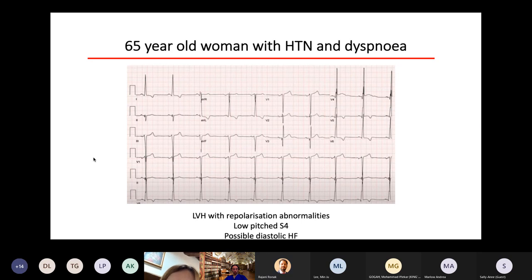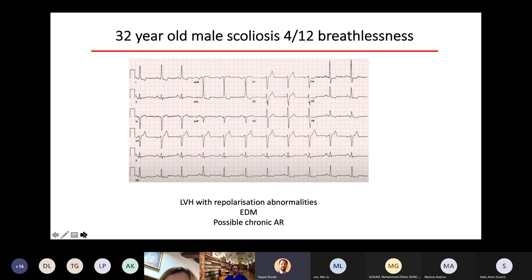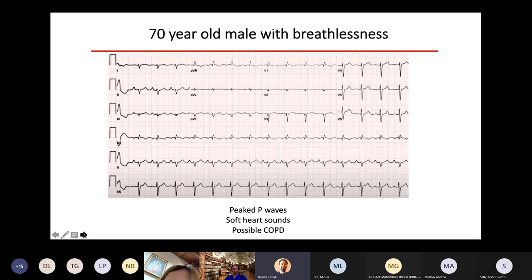Okay. Now, for our third ECG, we have a 32-year-old male with scoliosis, so a spinal deformity. So you would wonder about whether or not there's a collagen or genetic abnormality, and a four-month history of breathlessness. Once again, we see another similar ECG with left ventricular hypertrophy, with repolarization abnormalities. On this occasion, you hear an early diastolic murmur, and this would raise you to suspect whether or not this patient has possible chronic aortic regurgitation.